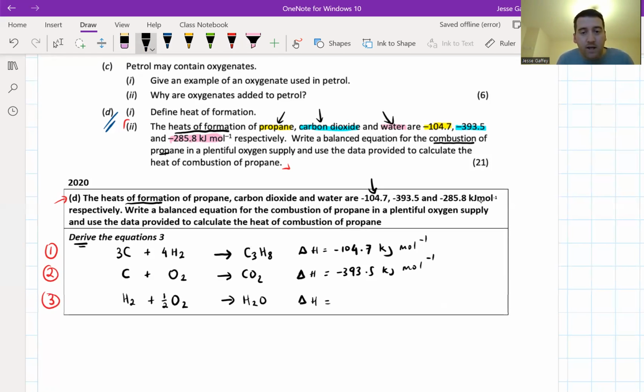Equals minus 285.5 kilojoules per mole, to the minus 1.